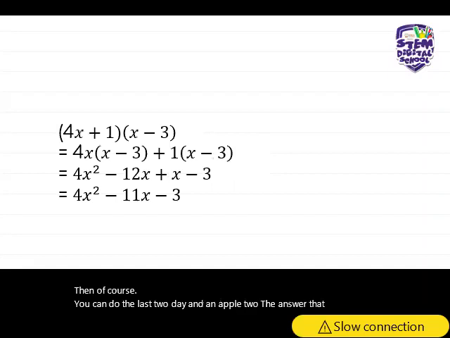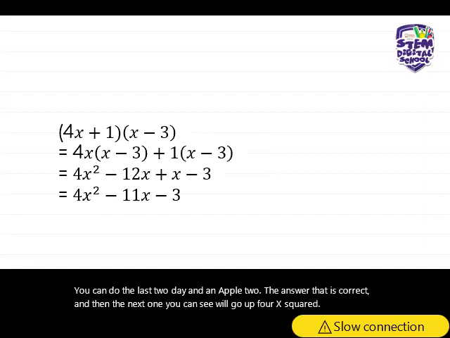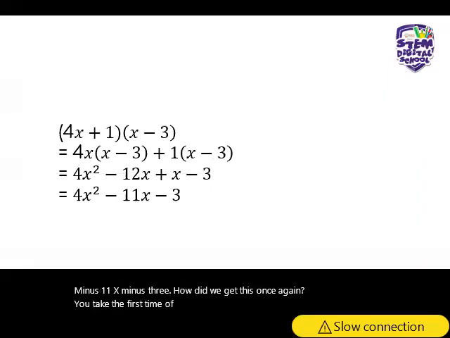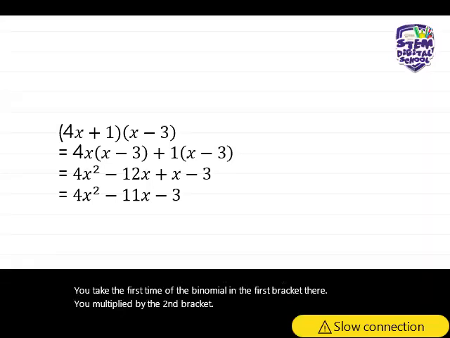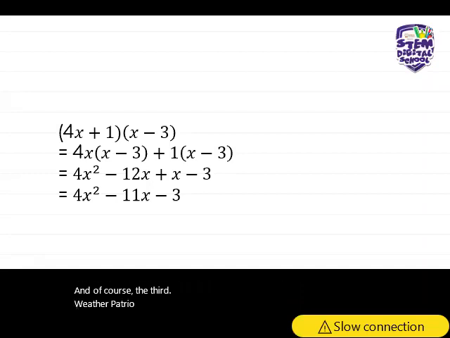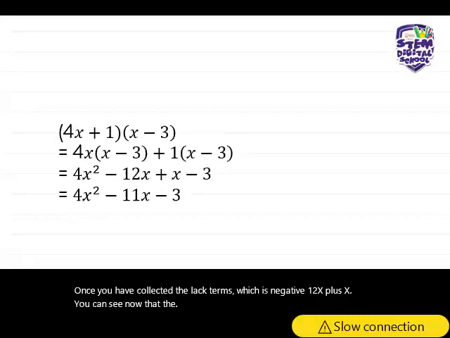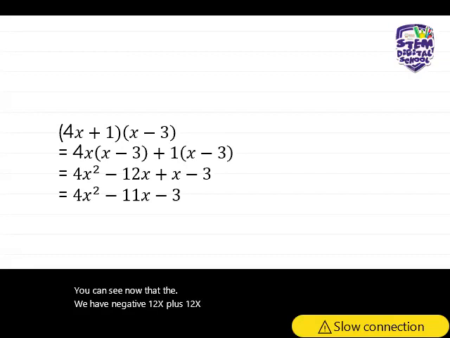And then the next one, you can see we got 4x squared minus 11x minus 3. How did we get this? Once again, you take the first term of the first binomial in the first bracket there. You multiply it by the second bracket. You do the same with the second one, and of course, the third, right up until you find the correct answer there. So 4x squared minus 12x plus x minus 3. Once you have collected the like terms, which is negative 12x plus x, you can see now that we have negative 11x.